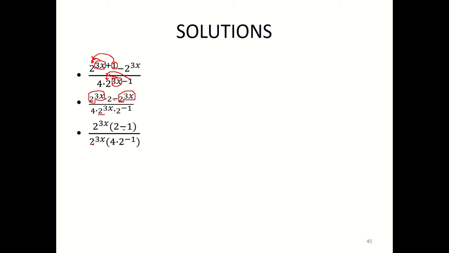Now that I've taken out a common factor, I can simply say 2 to the exponent of 3x goes into 2 to the exponent of 3x once. Because they share the same base and the same exponent, you just cross them out. I'll be left with 2 minus 1, and 2 minus 1 in the numerator will be 1. In the denominator, I'll be left with 4 times 2 to the exponent of negative 1, which is the same as 4 times a half, which is 4 divided by 2.